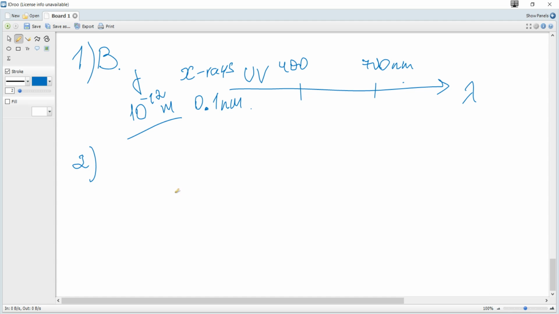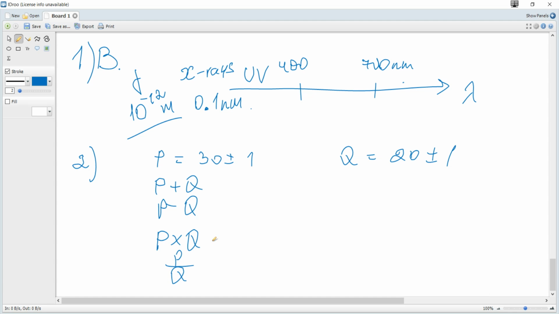2. Masses P and Q are measured to be 30 plus minus 1 grams, and Q is 20 plus minus 1 grams respectively. Which of the following expressions gives the least percentage uncertainty? So we need the least percentage uncertainty, and options are sum, difference, product, and quotient. And we know that for product and quotient, the rule for the fractional or percentage uncertainty is that the resultant percentage uncertainty is the sum of percentage uncertainties.